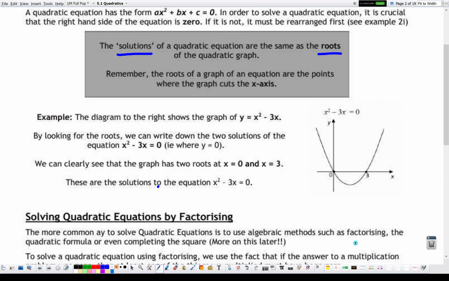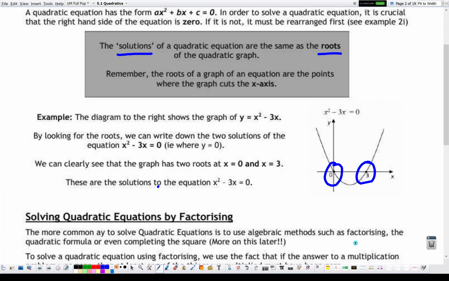Remember, the roots of a graph of an equation are the points where the graph cuts the x-axis. So if I just refer to this graph down the bottom right here, I've got my axis, I've got my quadratic parabola graph. The roots are the 2 points where the graph cuts the x-axis. So those 2 points there, they are the roots of that quadratic equation. So the equation is x squared minus 3x, and that diagram shows the graph of y equals x squared minus 3x.